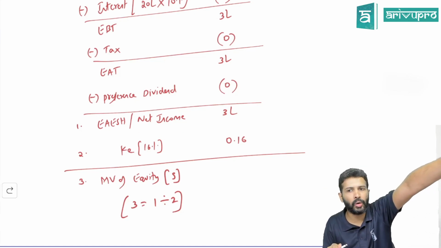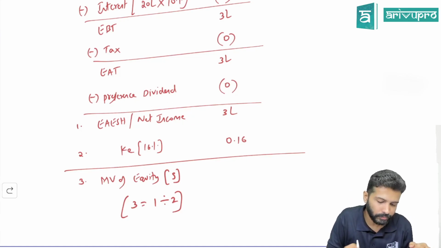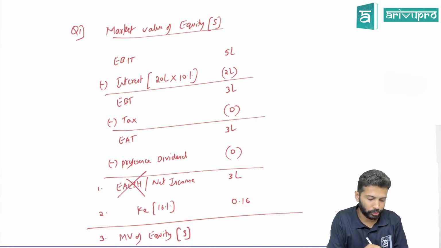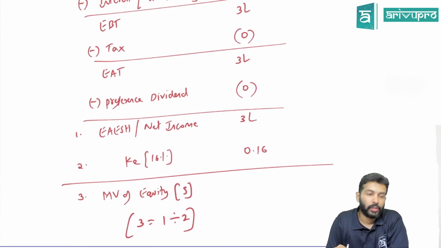Earnings available to equity shareholders, or use net income. Don't use this short form. EBT, EBIT and all is okay. This short form do not use. Write fully, or just write net income. It's okay. So how much is this now?